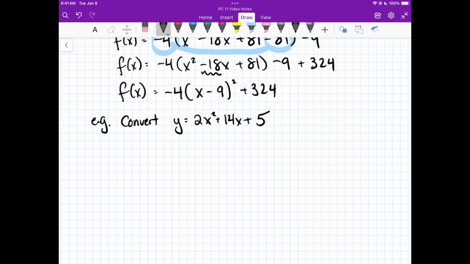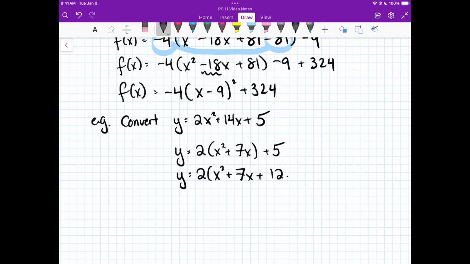All right, so we've got y equals, I'm going to take out the 2, leaves me with x squared plus 7x plus 5. 7 divided by 2 is either 3.5 or 7 over 2. I'm going to go with decimals on this one because the decimals are relatively nice. And it's just easier to work with decimals than fractions most of the time. So we got 7x. 3.5 squared is 12.25. So I'm going to add and subtract that.